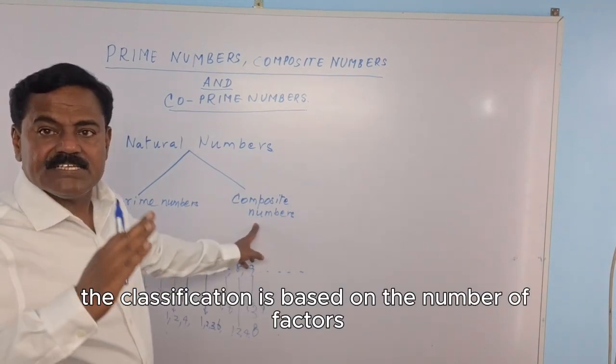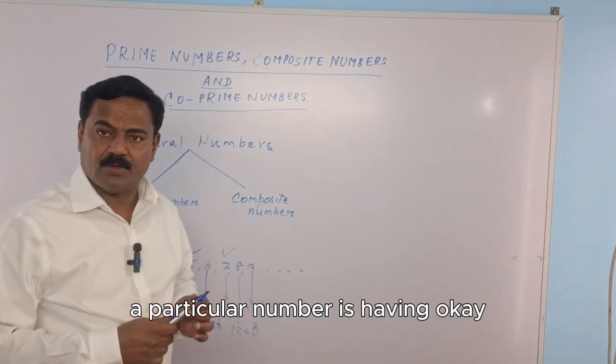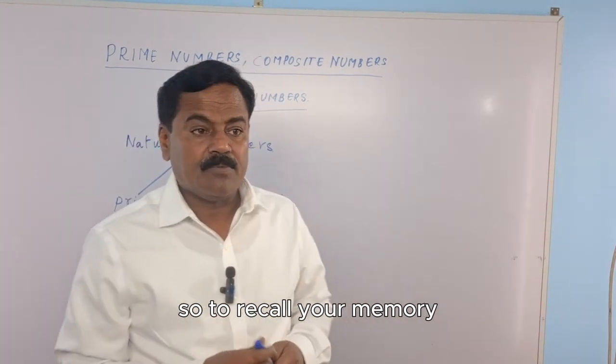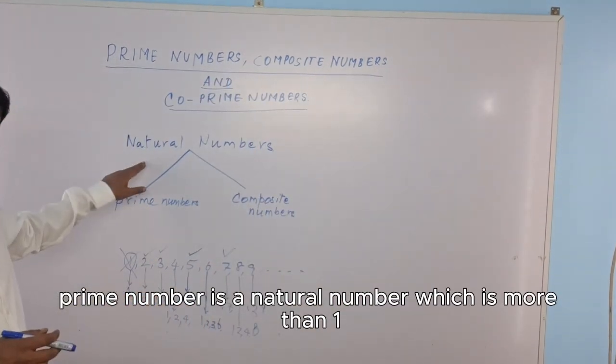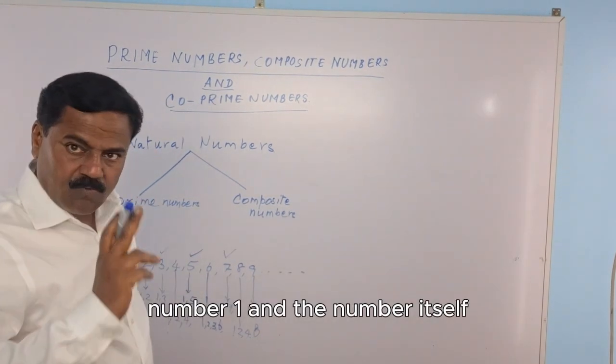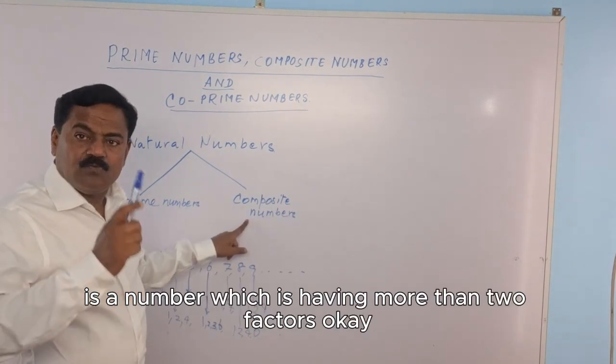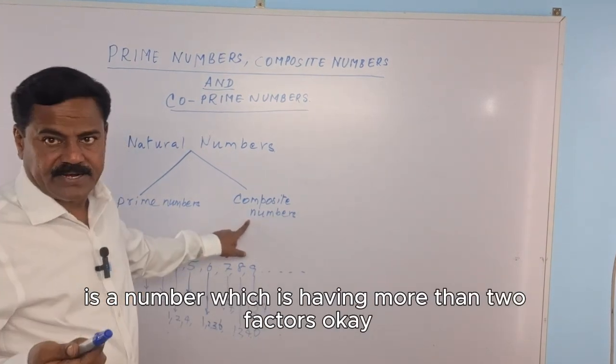The classification is based on the number of factors a particular number has. To recall your memory, a prime number is a natural number which is more than 1 and has only two factors, number 1 and the number itself. A composite number is a number which has more than two factors.